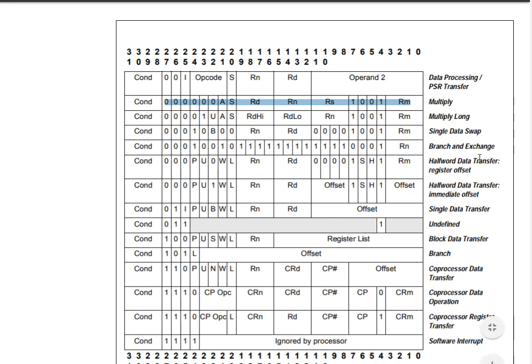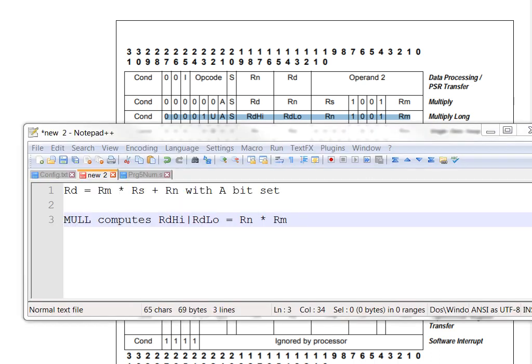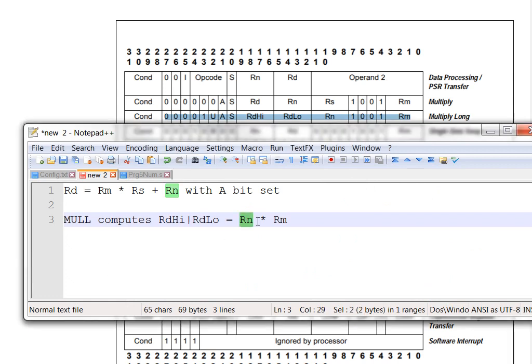Now, we did not use the multiply long instruction format. The assembly language MULL would get us that, but it's worth discussing since we're on the topic. This instruction computes Rn times Rm, but it puts the result into 2 registers, specified as Rd low and Rd high. Question 4. What reason would there be for using two 32-bit registers to store the product? Consider all possible 32-bit values that we might multiply.